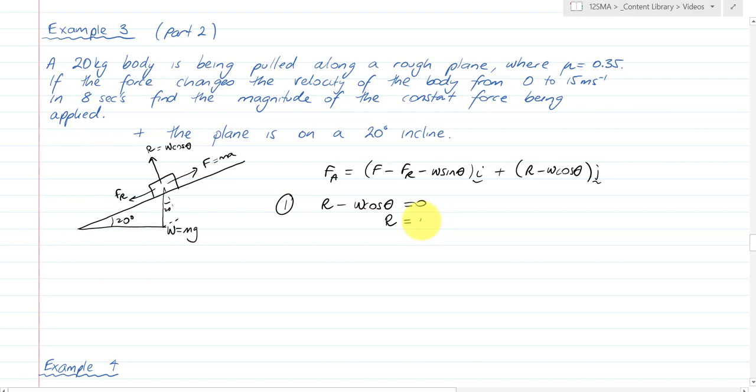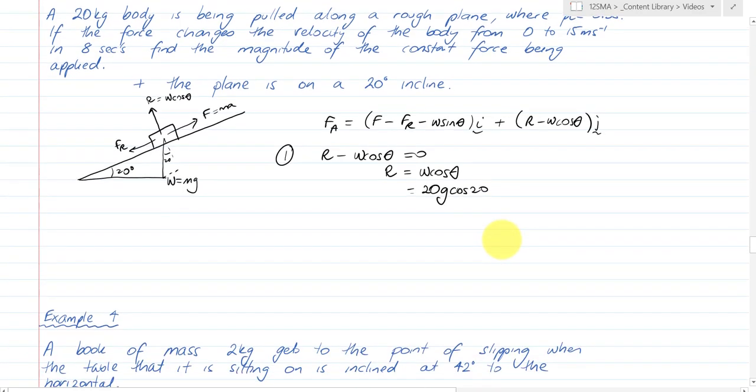So R is equal to W cos theta, which means that R is equal to 20, that's our M, times G. I'll leave it in terms of G, cos of 20, that's our angle. Now, I'm going to leave it as cos of 20. That's an irrational number, and I don't want to deal with that just yet. So that's the first component.